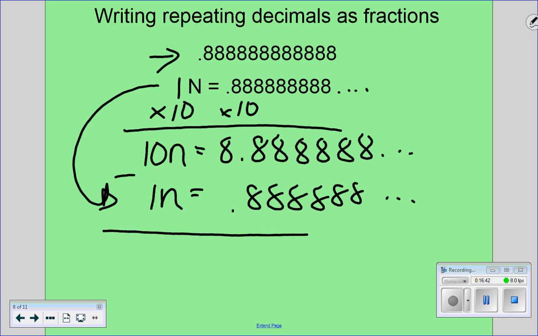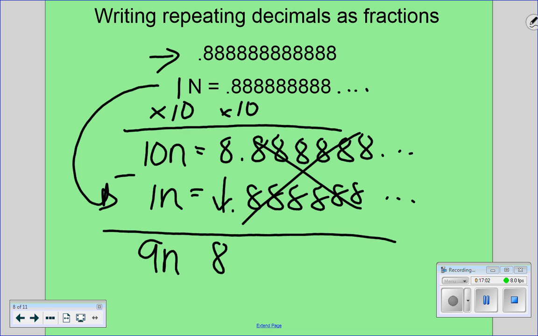Now, when I subtract this, look what happens. What happens to all this stuff? It goes away. You're right. The only thing that does not go away is this guy. If you line up your decimals correctly, this part is the only part that will not go away. So I have this, I'm subtracting. Right here is going to be what, Gabe? 9n. Very good. So now I'm on my way to making my fraction.